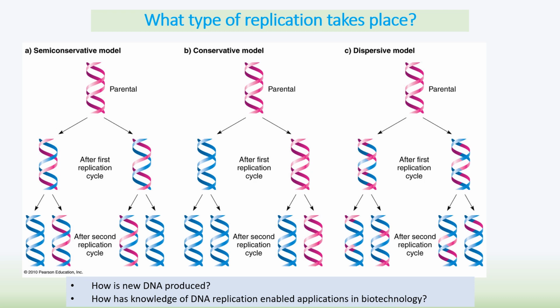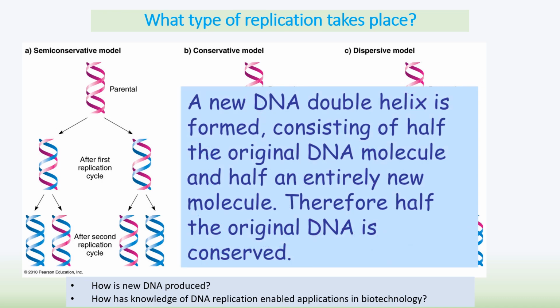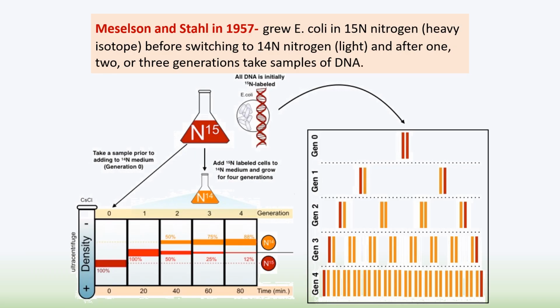There is also another model called the dispersive model, which you can look at if you would like to. How do we know this? Well, we know this because of the work of two scientists called Meselson and Stahl, who grew E. coli in an isotope of nitrogen, N15. Normally it's N14, and what they did was grow bacteria in this N15. So over several generations, you would have all the DNA containing nitrogen 15 as shown here.